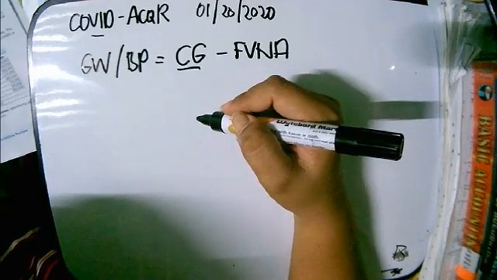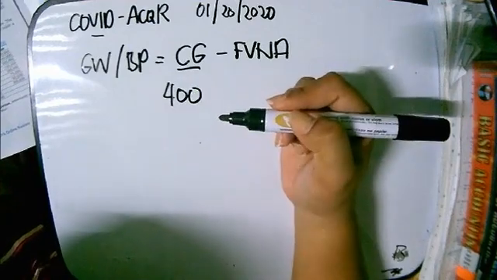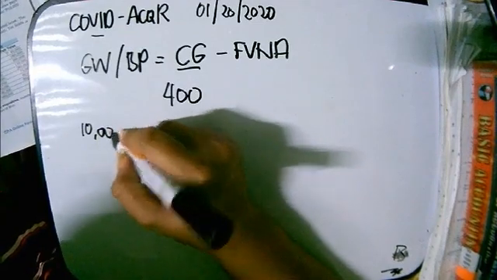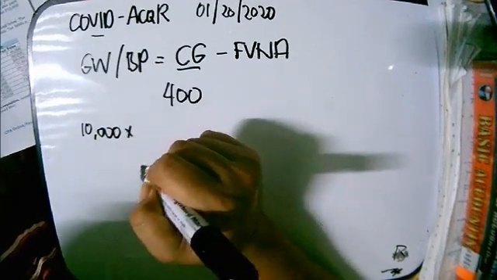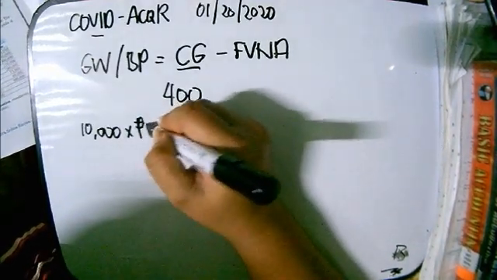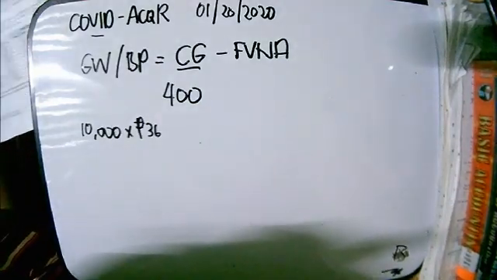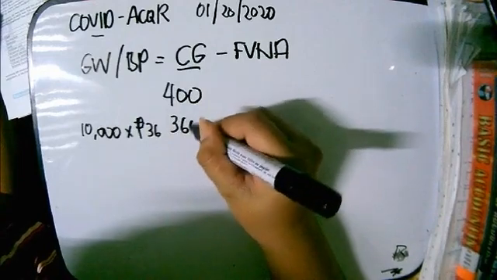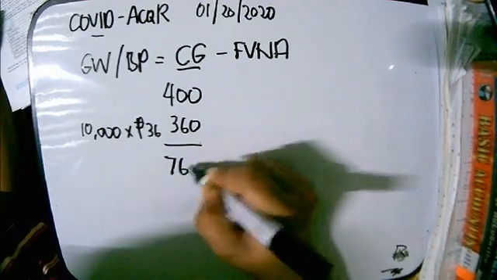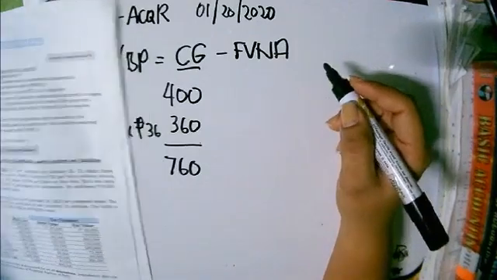So, sabi dito, COVID pays 400,000 pesos. Nag-issue siya ng 10,000 shares. Again, kapag binayad, magbe-base tayo sa fair value. So, 36. So, 10,000 times 36 is 360,000. So, plus 360, ibig sabihin meron tayong consideration given na 760,000. Now, let's go to the fair value of net assets.